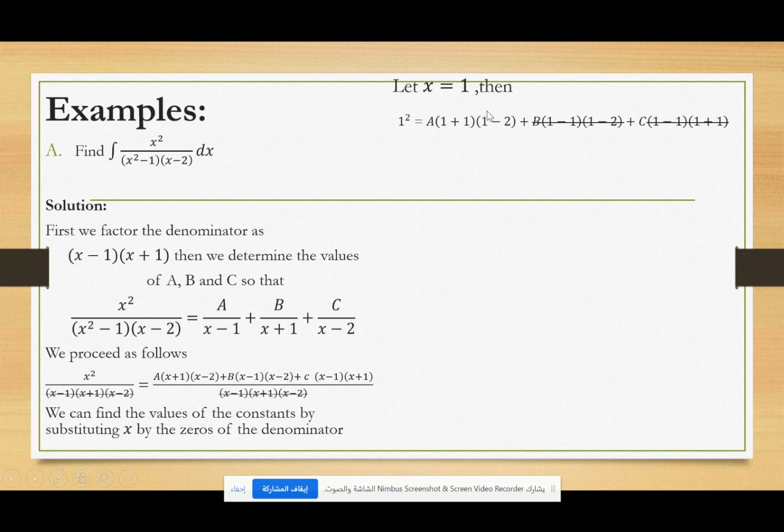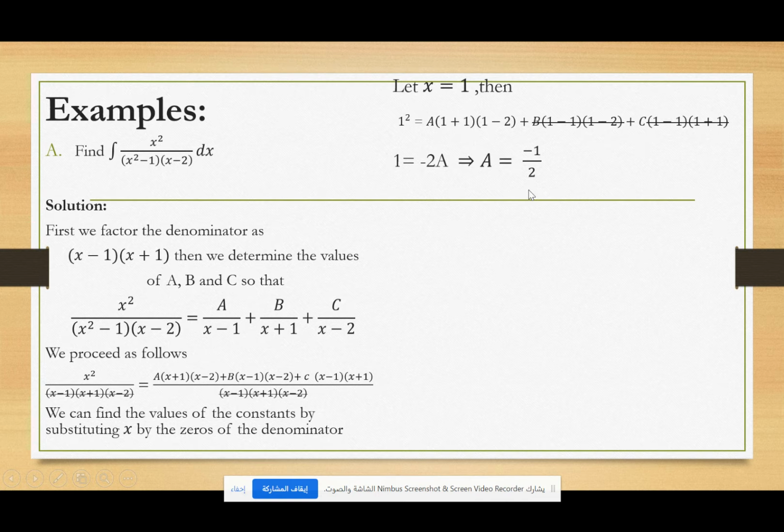And what is left? We have a only. Let's evaluate its value. Now it is 1 plus 1, which is 2, times negative 1 from this bracket, and multiply them, you will get negative 2. Then you can divide both sides by negative 2, and you will get a equals negative 1 over 2.